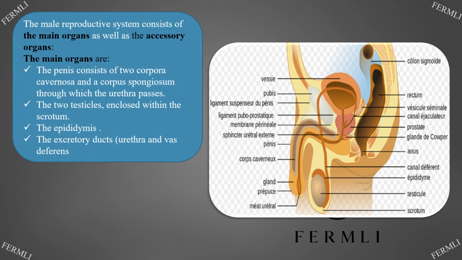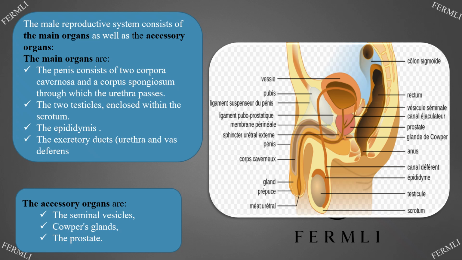The male reproductive system consists of the main organs as well as the accessory organs. The main organs are: the penis, consisting of two corpora cavernosa and a corpus spongiosum through which the urethra passes; the two testicles, enclosed within the scrotum; the epididymis; the excretory ducts, urethra and vas deferens. The accessory organs are: the seminal vesicles, Cowper's glands, and the prostate.